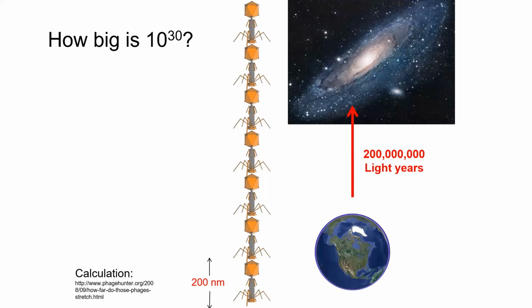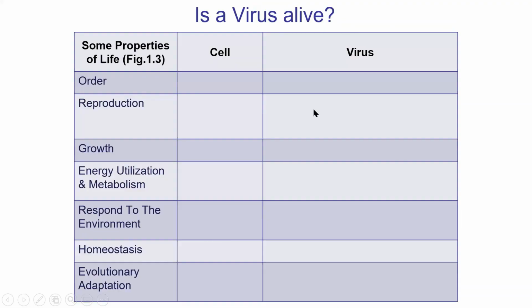I know, I cannot conceive this. This is huge. I checked the math myself. You can check out this website that talks about this. By the way, the closest galaxy to ours is Andromeda, and it's only 2.5 million light years away. So this is a massive, massive number. And that's how many viruses are out there. And like I said, they must be doing something out there in the ecosystem. I think it's a very fascinating thing to think about.